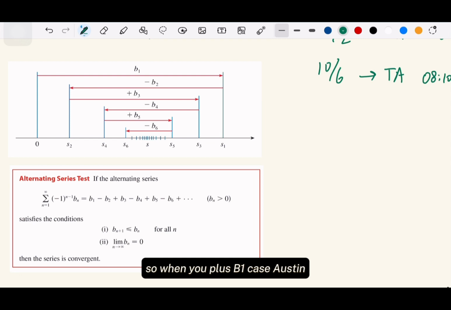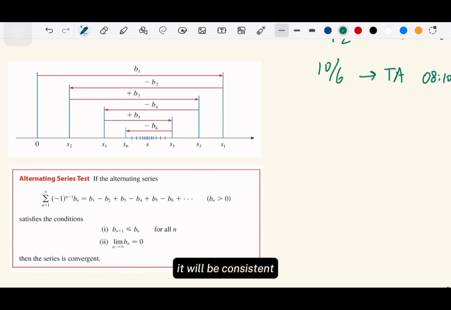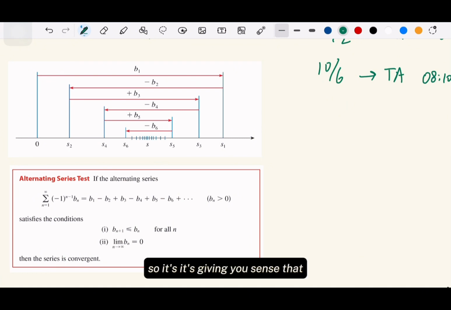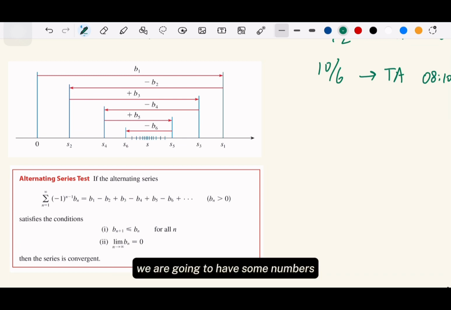So when you plus B1, it's positive, and minus B2, going to the left, going to the right, left, right, left, and somehow it's reaching some point probably in the middle. If B6 goes to the left, maybe you have B7 here, and then B8, B9, and then B10, and so on and so forth. So you will see that it's going to be in the middle, and it will be consistent. It's going to be some number in between. So it's giving you a sense that we are going to have a convergence. We are going to have some number in here.